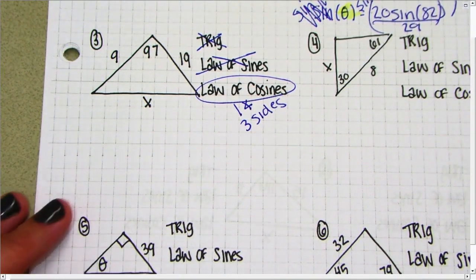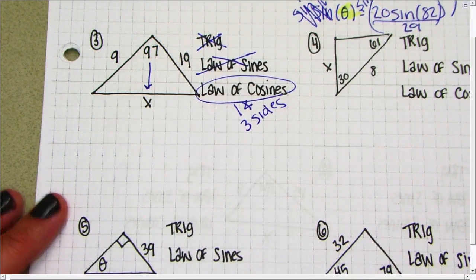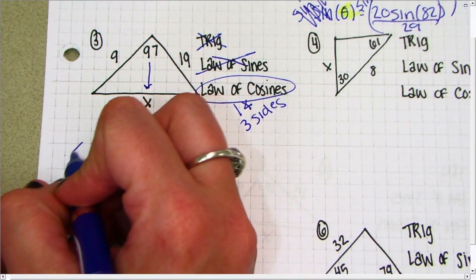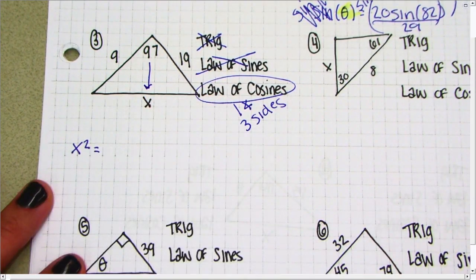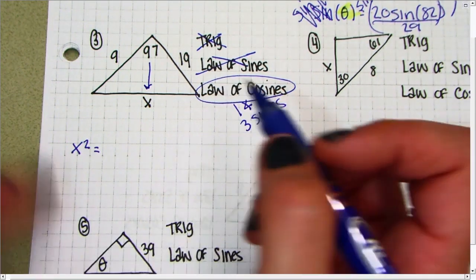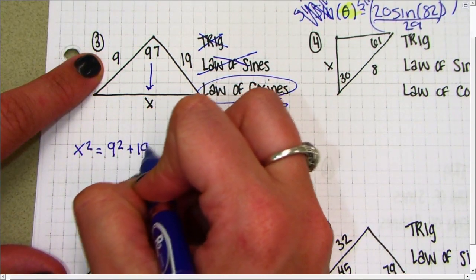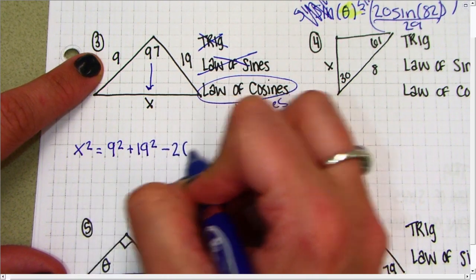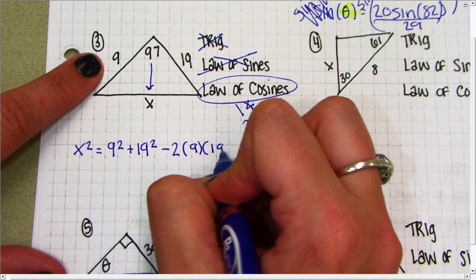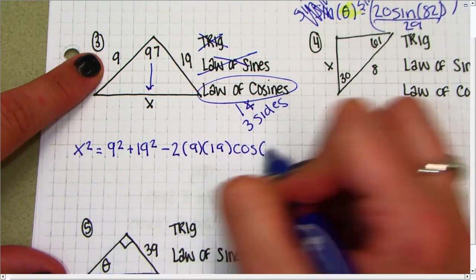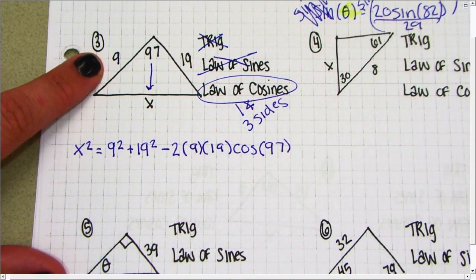So to set up law of cosines, you find the angle and the side across from it, leaving this as x squared. Then the a and b values are arbitrary, so I'm just going to make this one a. So 9 squared plus 19 squared minus 2 times 9 times 19 times cosine of the angle, which is 97.